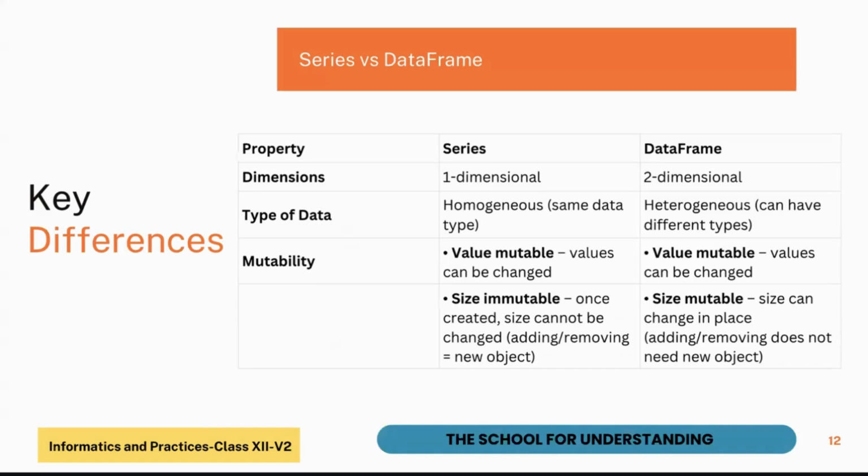Series data structure is one dimensional, and DataFrame data structure is two dimensional. And the type of data that series data structure can store is homogeneous, I mean, same data type. But the DataFrame data structure can store heterogeneous data. That means different types of data. That data can belong to different data types.